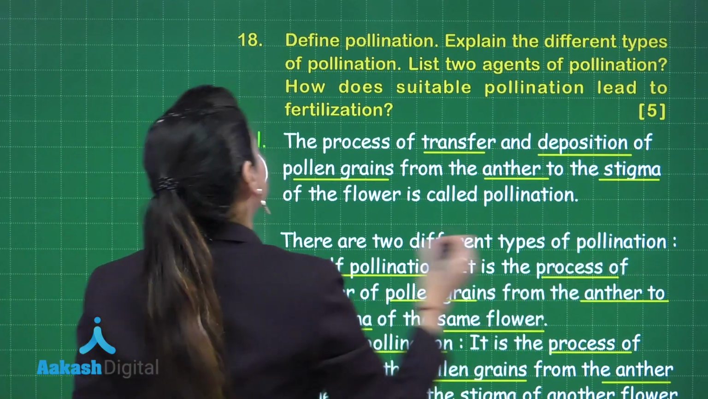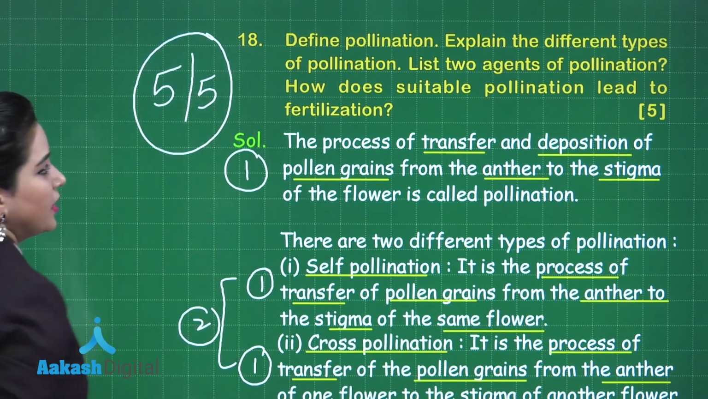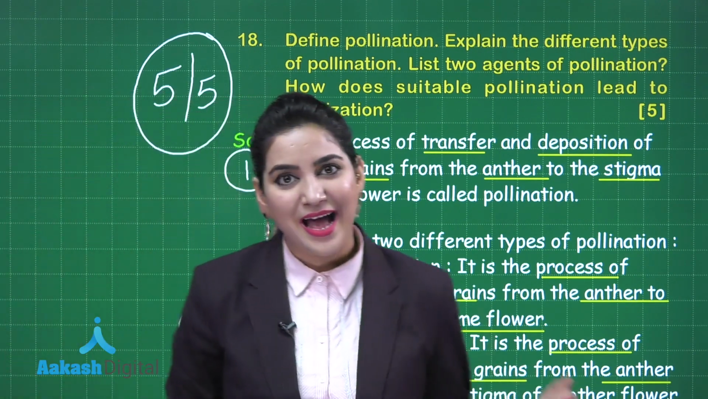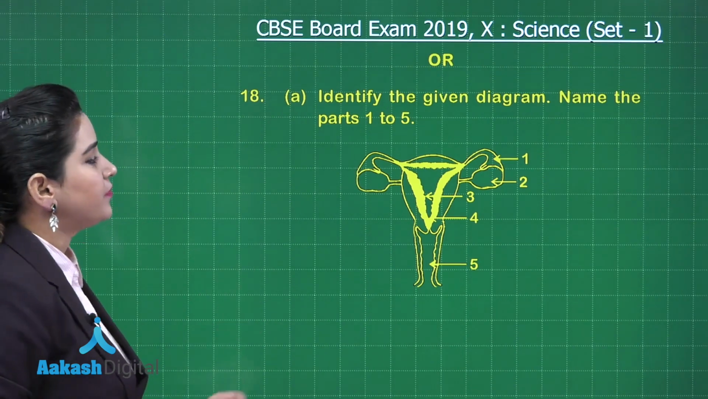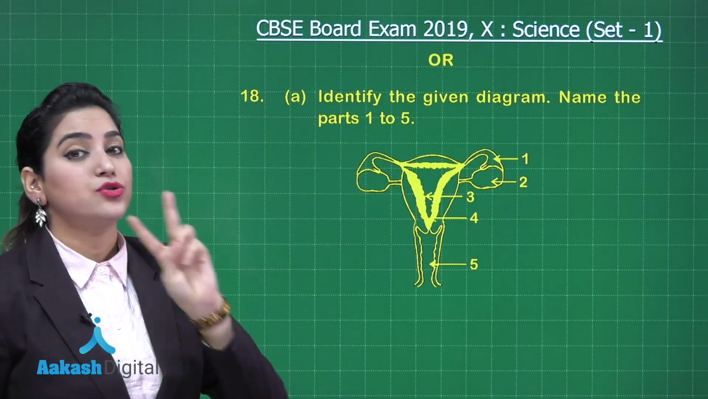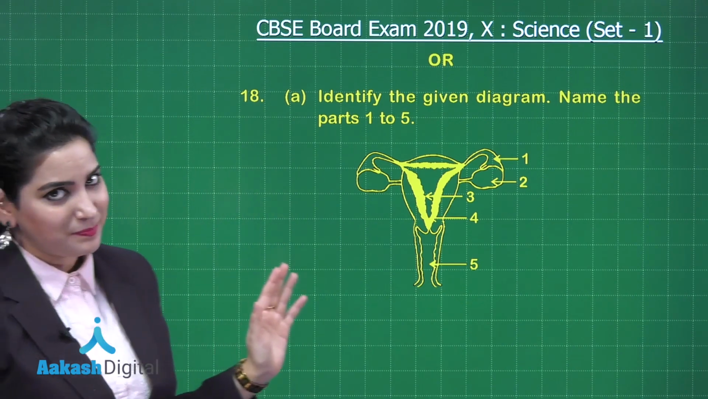That means you are going to obtain 5 out of 5 marks here. Now students, this question had a choice also. So let us see the choice, the OR part. Now this OR had 2 parts, part A and part B. Now first of all, let's try to solve part A.